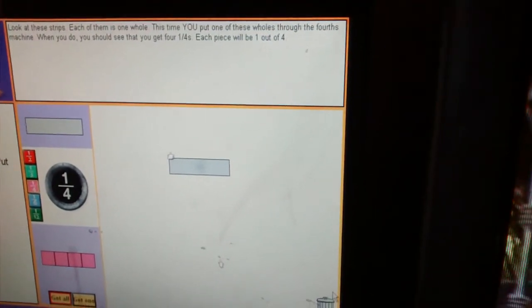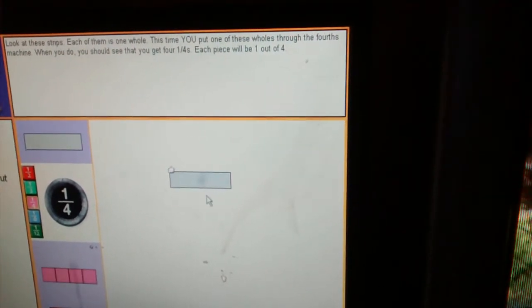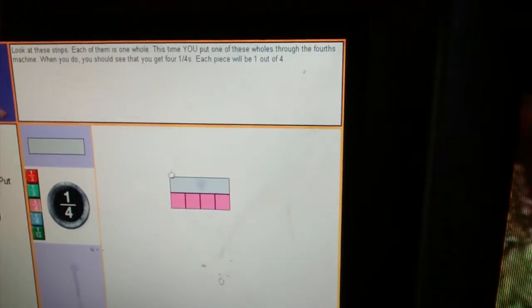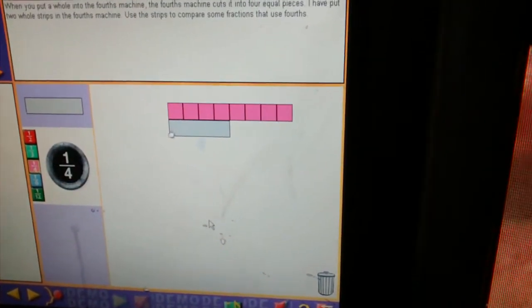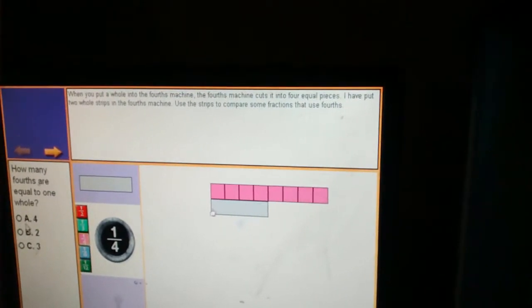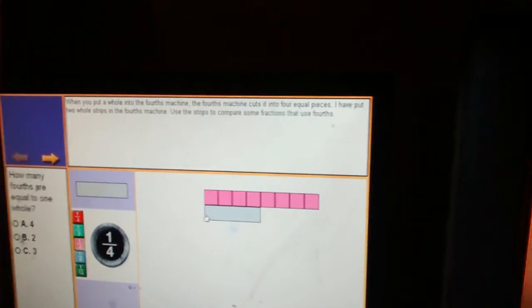I can't use my fingers. Try, you had it up there. Why'd you throw them away? No, you have to use this one. Okay. All right, now check it. Good job. When you put a whole into the fourth machine, the fourth machine cuts it into four equal pieces. I have put two whole strips into the fourth machine. Use the strips to compare some fractions that use fourths.